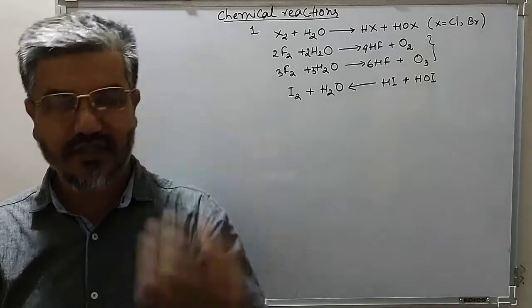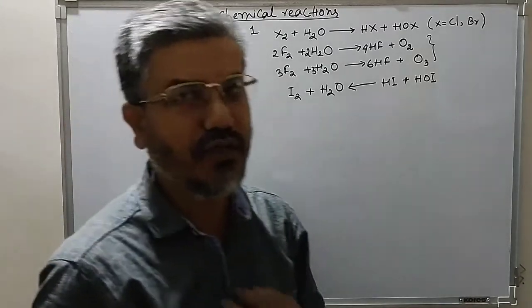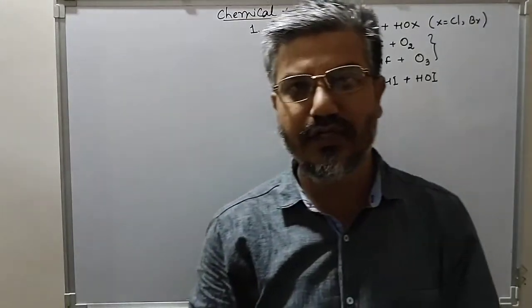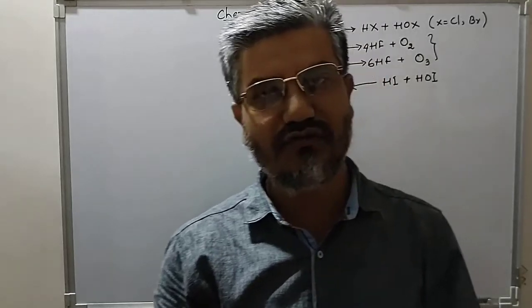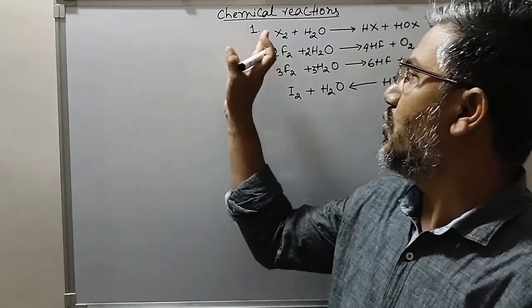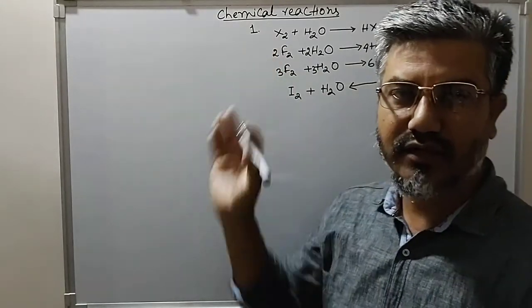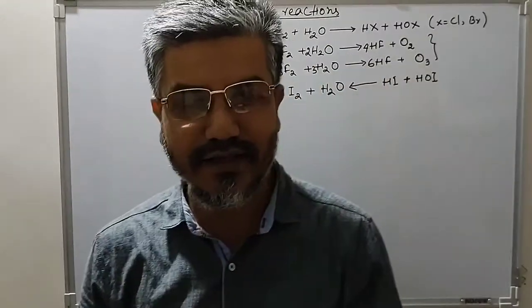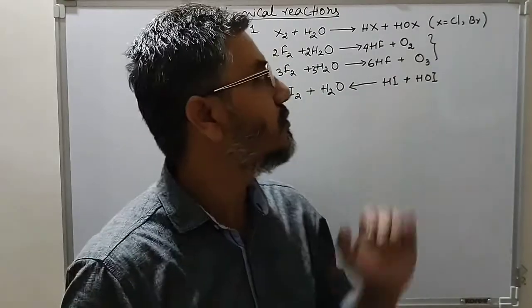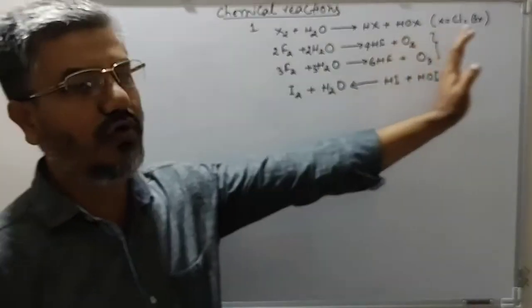In the previous class we discussed these halogens being non-polar, so their solubility in a polar solvent is very less. However, chlorine, bromine and fluorine may react with water to give you some sort of products.